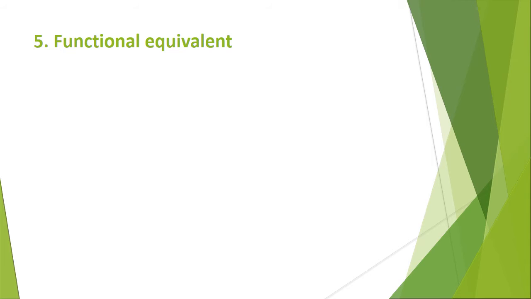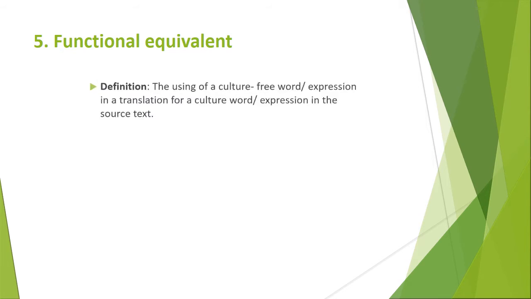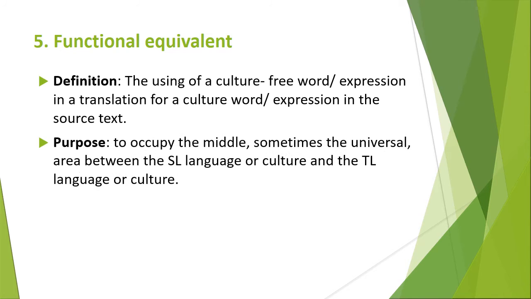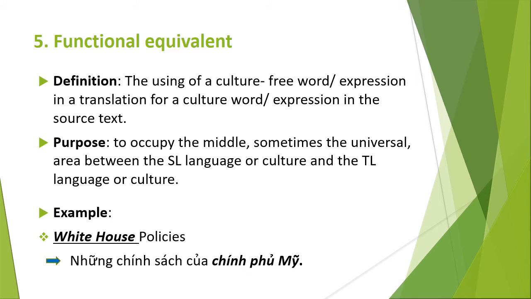And the fifth is functional equivalence. It is using a culture-free word or expression in a translation for a cultural word or expression in the source text. It is used to occupy the middle, sometimes universal area between the source language or culture and the target language or culture. An example of this is White House policies, which is translated into Vietnamese as những chính sách của chính phủ Mỹ.